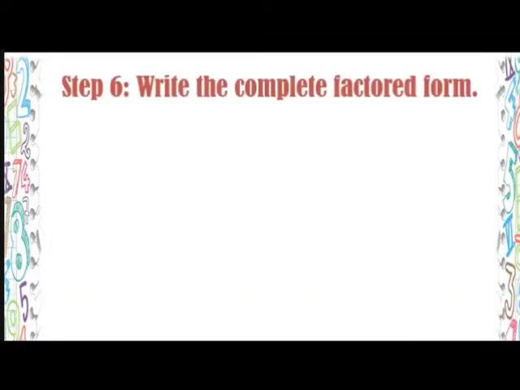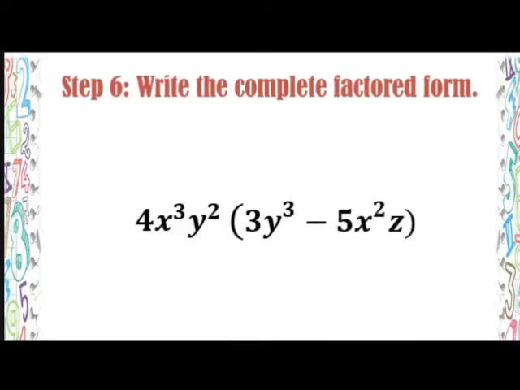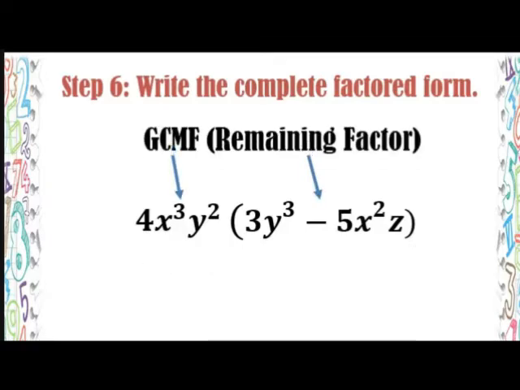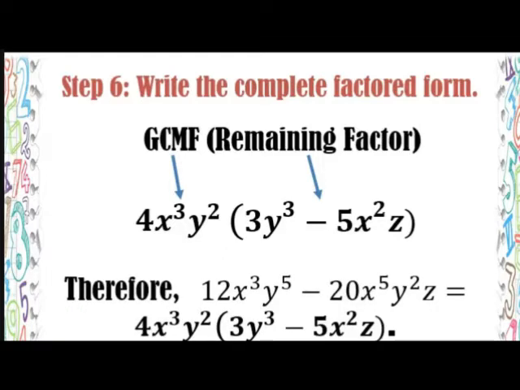Next, last step. Write the complete factored form. So we have 4x cubed y squared, which is the GCMF, times the 3y cubed minus 5x squared z, which is the remaining factor. Don't forget the factored form, GCMF times the remaining factor. Therefore, the complete factored form of 12x cubed y raised to 5 minus 20x raised to 5 y squared z is 4x cubed y squared times 3y cubed minus 5x squared z.